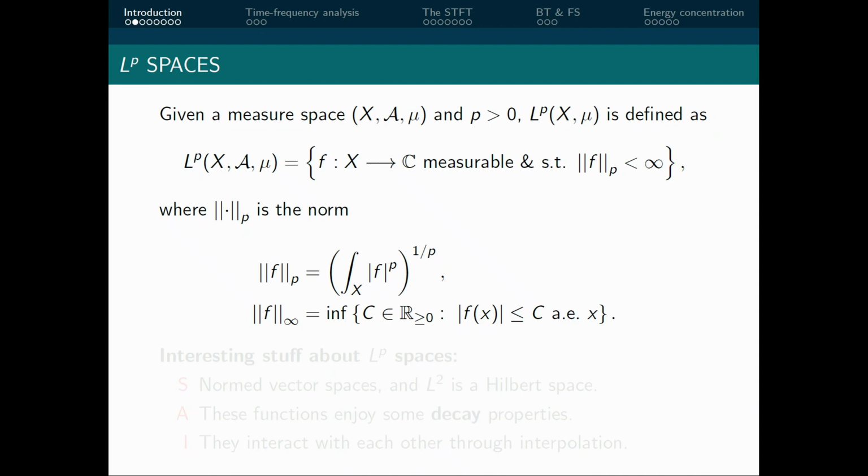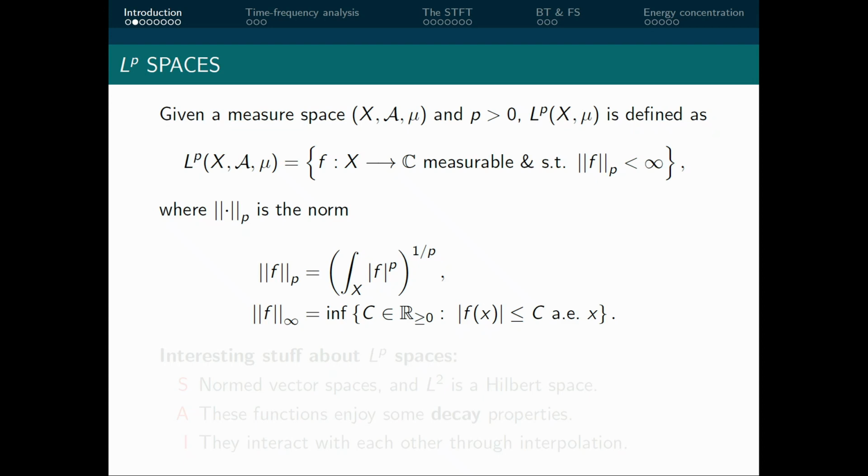LP spaces, for those who have not seen measure theory: imagine you have a set and you put a measure on it, which is basically a way of measuring subsets. For example, on R^d you have the Lebesgue measure, which is basically the area. In R^1 it's lengths, in R^2 it's areas, and in R^3 it's volumes. That's a measure, and you have a measure space, which is R^d with the Lebesgue measure.